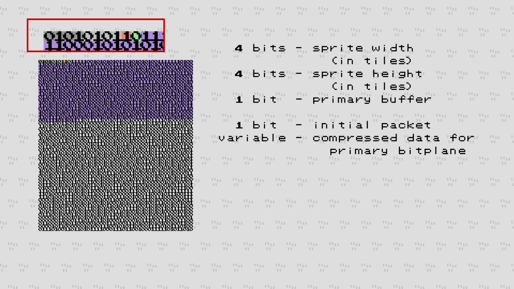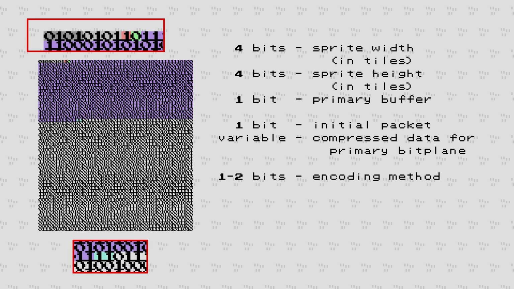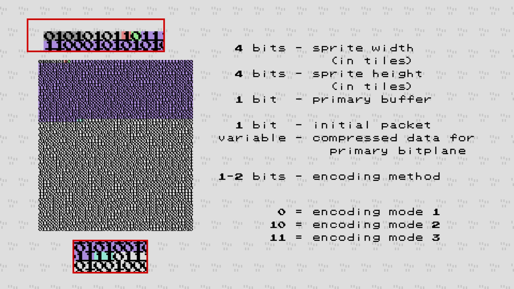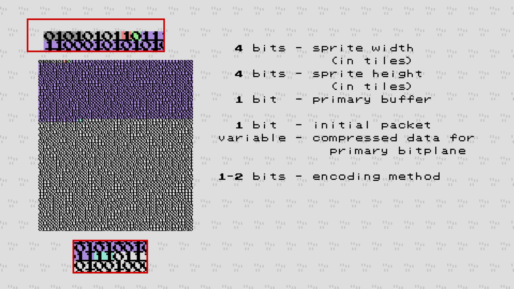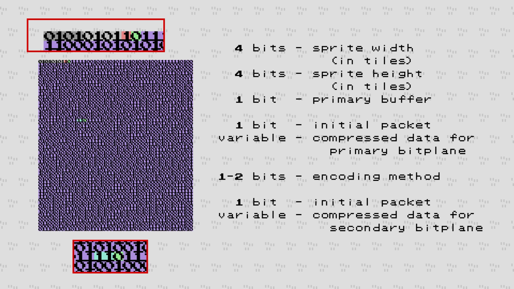The next thing read in the bit stream was the encoding mode used for this sprite. A single 0 represented the first encoding mode, while a 1 could be followed by a 0 or a 1 to get encoding modes 2 and 3. Then came the next bit plane with its initial packet type bit and the data block. Once the data for the second bit plane was finished being decompressed, the entire data block was done with.